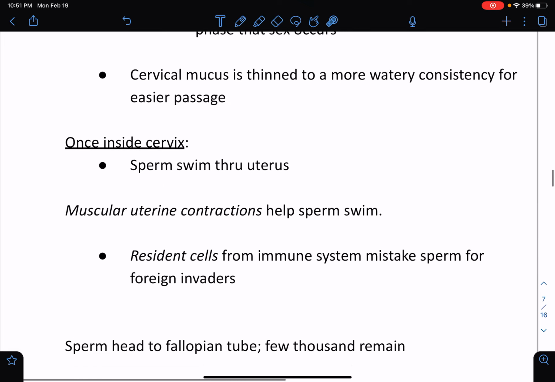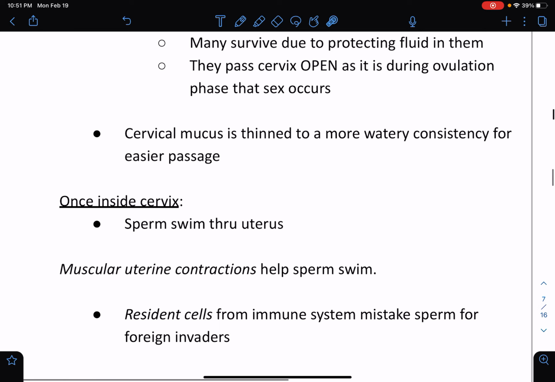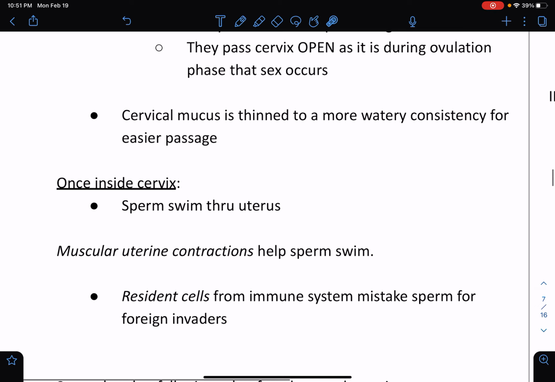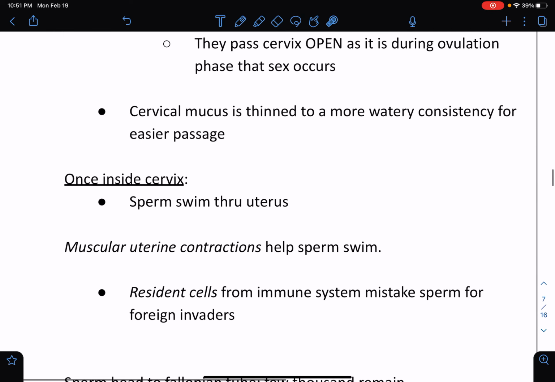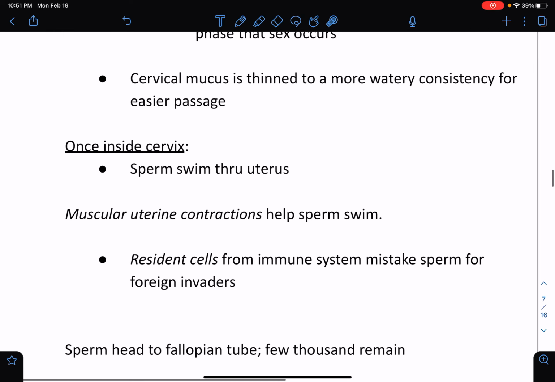Once inside the cervix, the sperm swims through the uterus, and the muscular uterine contractions help the sperm swim. Aside from the motility provided by the prostaglandins and the flagellum of a particular sperm cell, the uterine contractions are also a contributing factor to strengthening their ability to swim in such an environment.